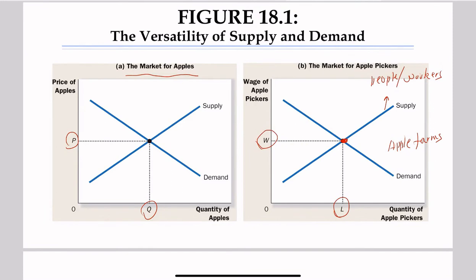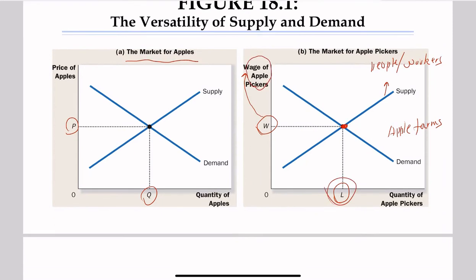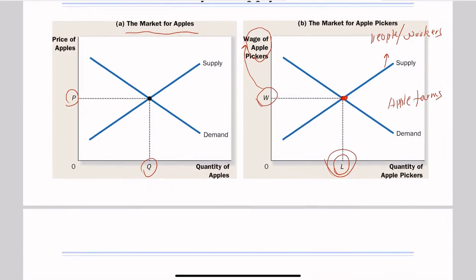So what is the equilibrium price here? It's the price of these apple pickers' labor, right? So this essentially means the price here is the wage of apple pickers. And then what is L? So L here can be considered as the quantity of apple pickers, right? That is how many workers these apple farms will want to hire.